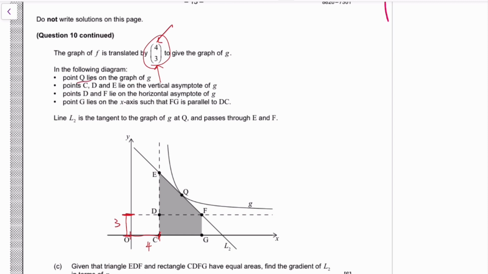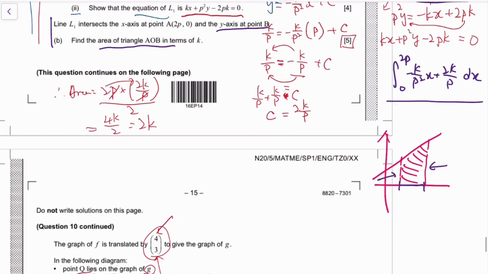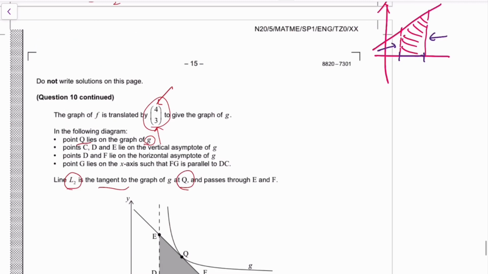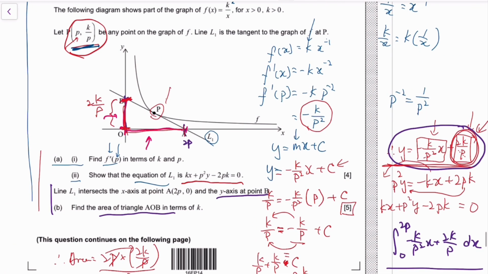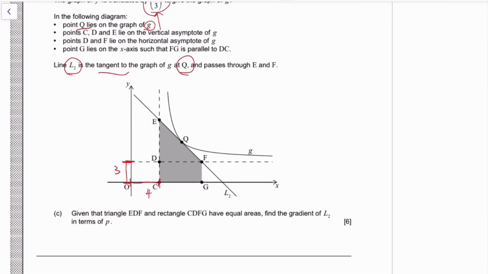And then what? Q is a point on G. Okay, so if you can see through the smoke, the Q is actually this P. They're the same. And L2 is a tangent at Q. Since Q is actually just P, L2 is actually just L1. I actually have no idea why they need to rename everything.